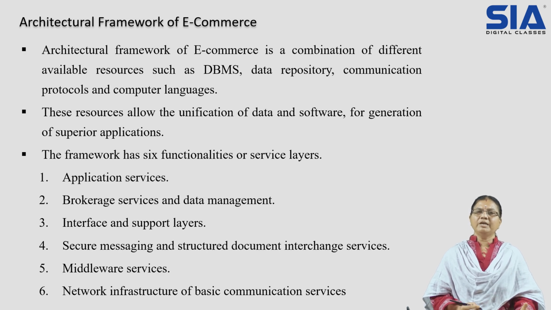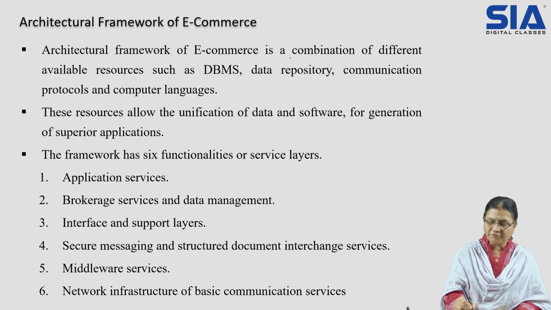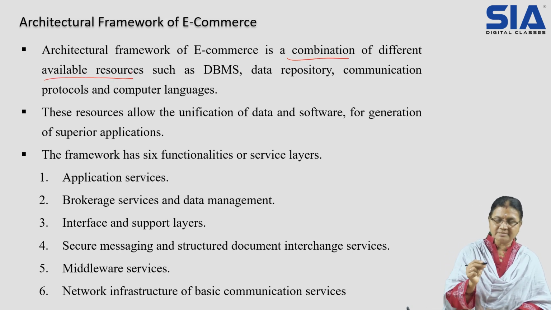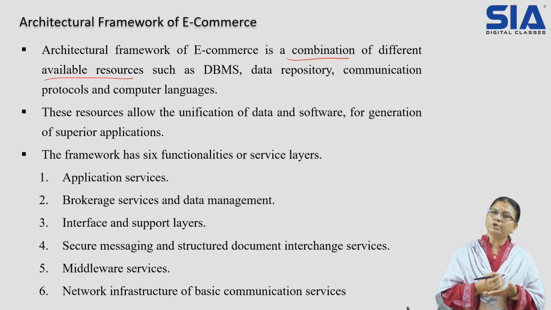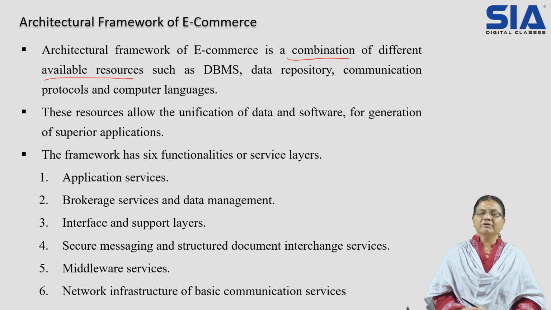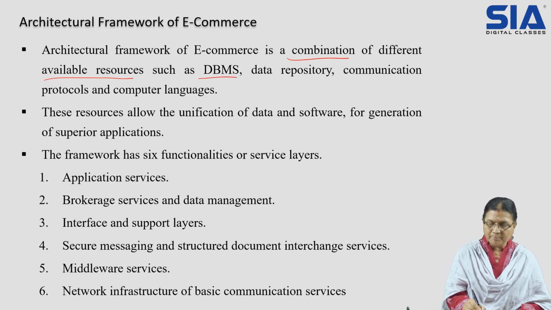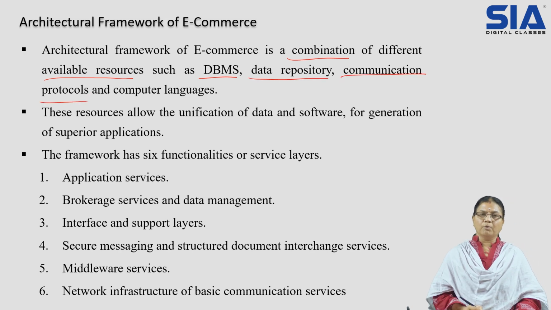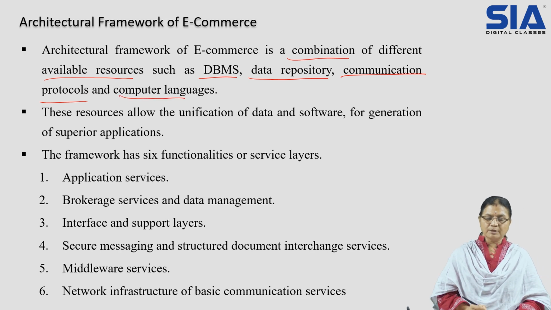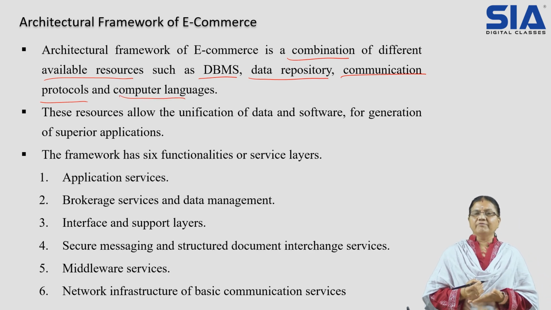We call it the architectural framework of e-commerce. This architectural framework of e-commerce is a combination of different available resources. For any task we should have resources to complete or execute it. So for the architectural framework of e-commerce, we require a certain combination of available resources. Those resources are DBMS, that is database, and data repository, and communication protocols. These are very important, along with computer languages. These are required for the framework.